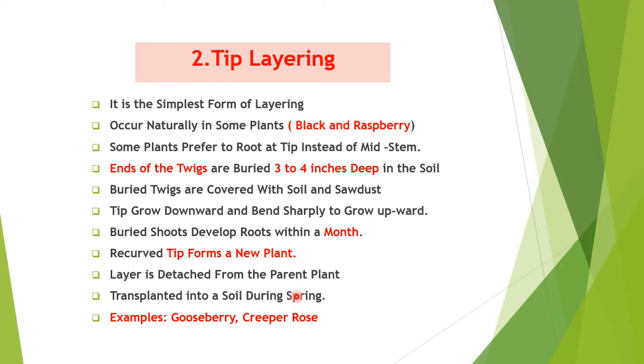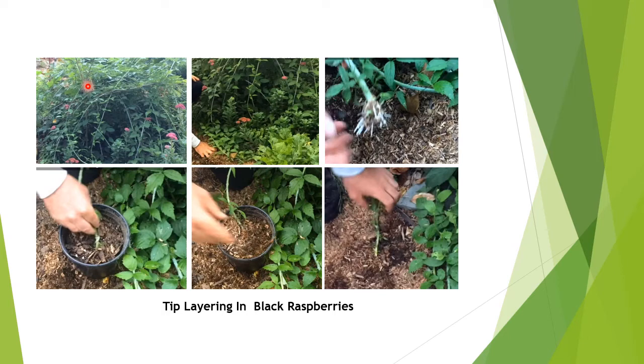And as I said, this is a natural method of reproduction in gooseberry and some creepers also, but a number of plants are multiplied through tip layering. So in tip layering, suppose this is the plant, it has a number of shoots which are bending down, with their tips. When the tips come in contact with the soil, they develop roots, and the curved tip will form the shoot. So you take the tip down here, it will form the root, and its tip will come up, that will form the future layer, with roots developed at the tip. This is called tip layering in black raspberries.